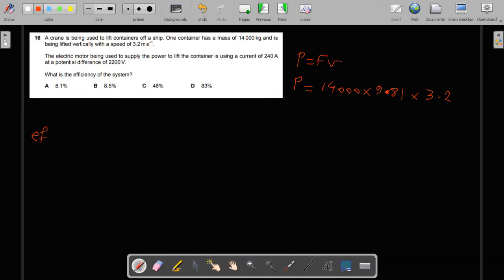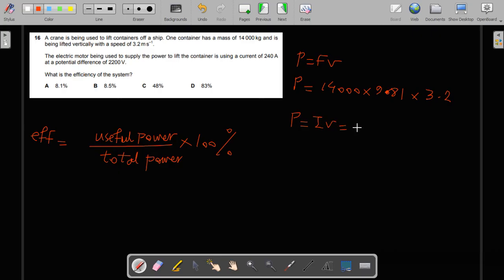What's the formula of efficiency? Efficiency equals useful power divided by total power times 100%. Total power is also equal to IV. So I is 240 and V is 2200 volt. So if you calculate, you can find efficiency.